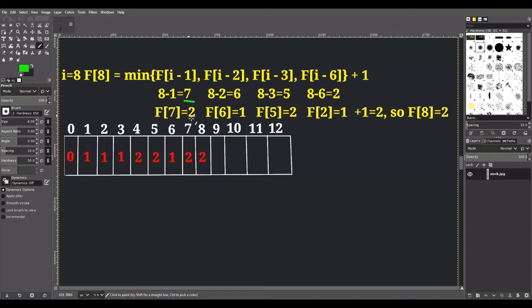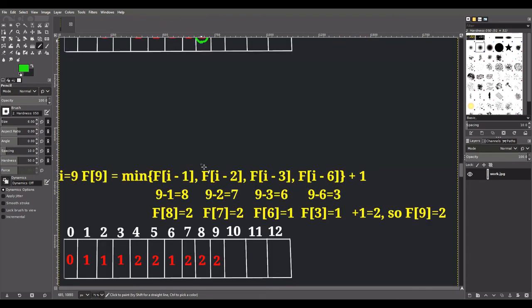f of 7 contains 2, f of 6 contains 1, f of 5 contains 2, and f of 2 contains 1. Now we have our 1 occurring twice, but that's okay. We just want its value. So we choose 1, add 1 to it, and get 2. And we set our f of 8 equal to 2 in the array, and increment i.